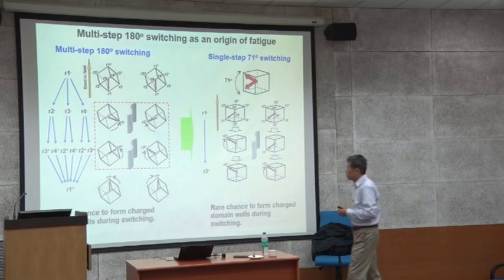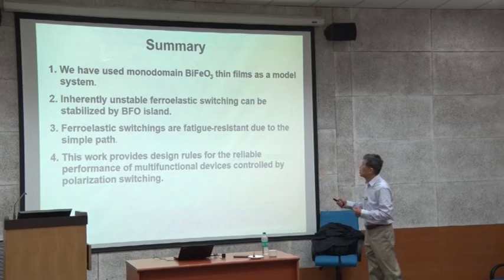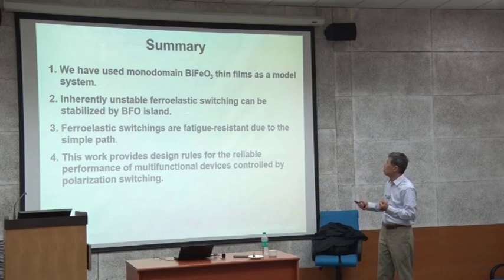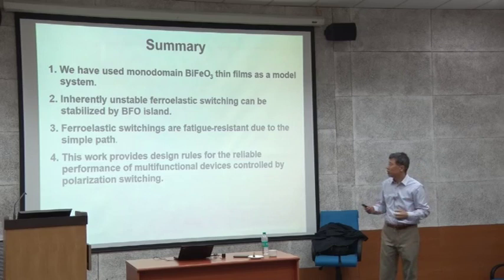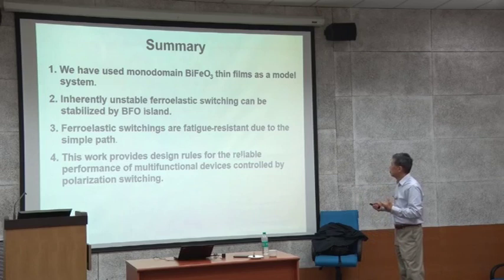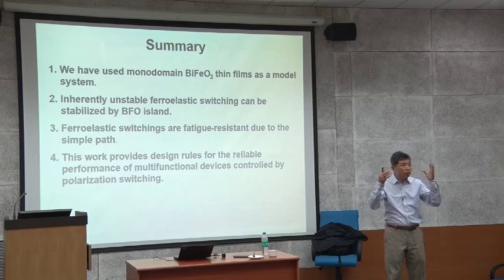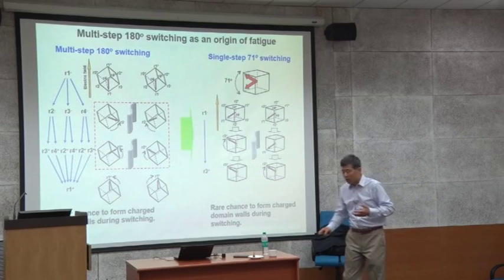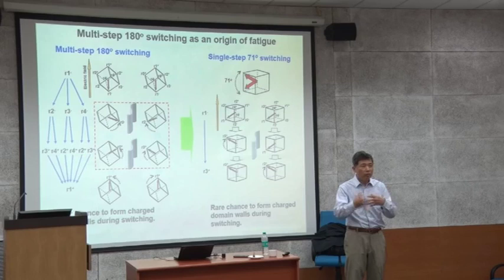Okay. Any questions about this so far? Okay, so here, monodomain is a good model system. It's a good model system, and the unstable switching is stabilized by BFO small islands, a smaller device. And switching is fatigue resistant due to the simple path like 71 switching. And this one actually provides a design rule for reliable performance of multifunctional devices controlled by electric field switching using the monodomain approach. Okay, so that's one part of this monodomain using BFO. And then after taking a few questions, I'm going to talk about magnetoelectric coupling of bismuth ferrite. Any questions? Do you understand this?